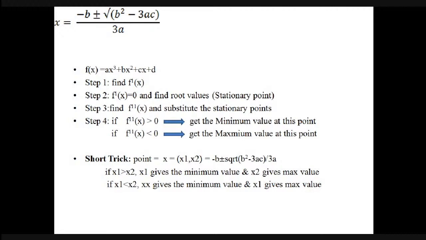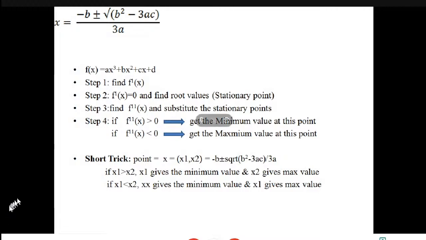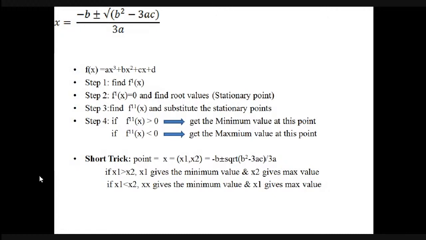If this is the normal procedure, now our short trick. We have to find the root value first. For finding the root value, we can use this equation directly: x is equal to minus b plus or minus root of b squared minus 3ac, by 3a. This is almost similar to the formula for finding the root value, minus b plus or minus root of b squared minus 4ac divided by 2a. Similar to that.